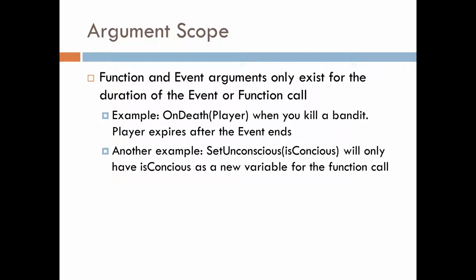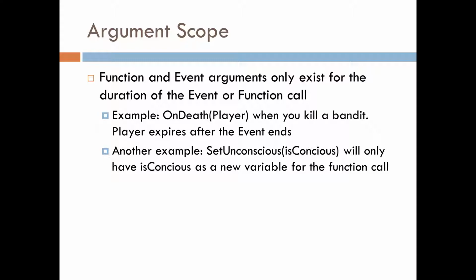Okay, argument scope. So function and event arguments only exist for the duration of the event or function call. So going back to the bandit example for the event OnDeath, player is only useful for as long as OnDeath is active. After OnDeath runs its course, goes through all of its lines, akKiller is not stored, so player is not in that event call, and the script won't know what player is outside of that event anymore.